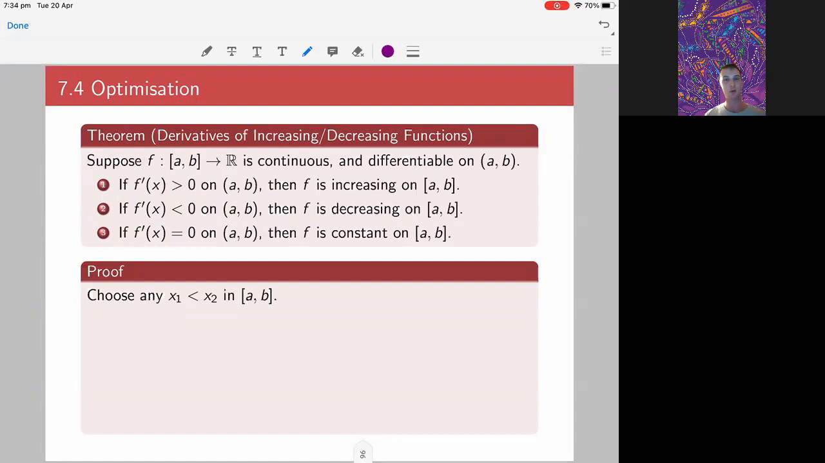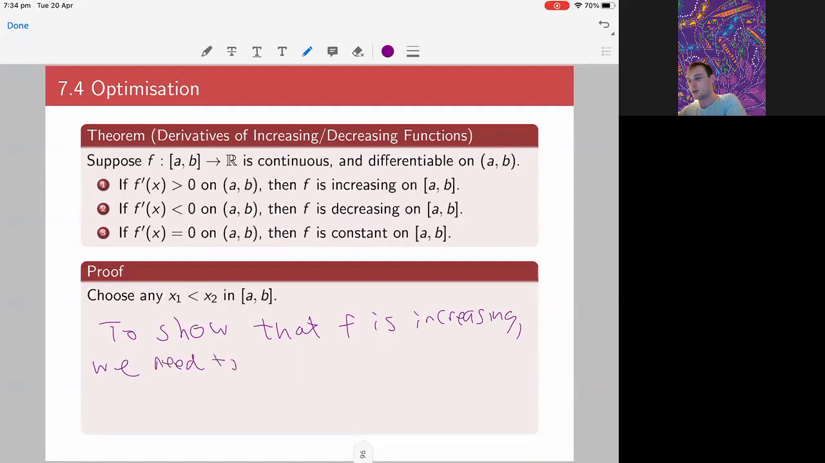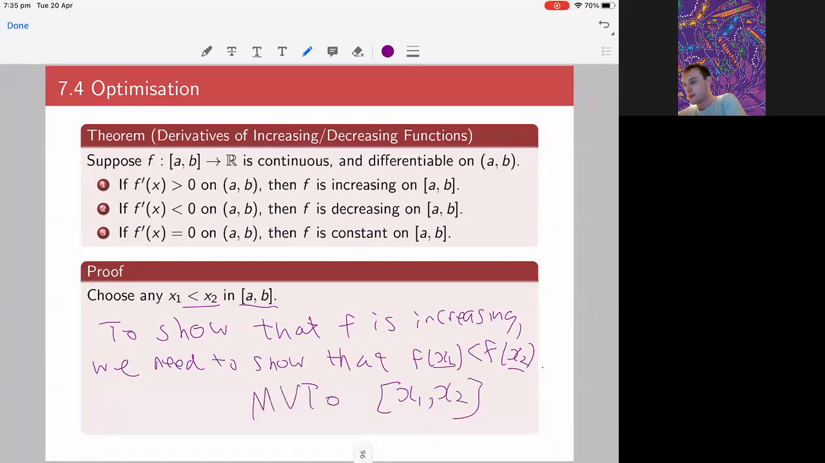This is basically just a consequence of the mean value theorem. So how does this work? Let's try and prove the first one. To show that f is increasing, we need to take x1 and x2 that are in that interval. We need to show that f of x1 is less than f of x2. And we need to show that's true for any x1 and x2 that are in this interval with x1 less than x2. What I'm going to do is apply the mean value theorem to this interval here.